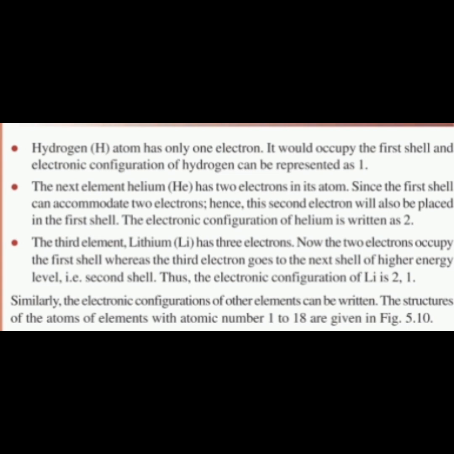Then the third element is lithium, capital L small i, which has 3 electrons. Now 2 electrons occupy the first shell, whereas the third electron goes to the next shell of higher energy, that is the second shell. Thus the electronic configuration of lithium is 2,1. So as we can see, lithium has 3 electrons and its energy is high. Because of its higher energy, it is kept in the second orbit or second shell, and the electronic configuration of lithium is 2,1.